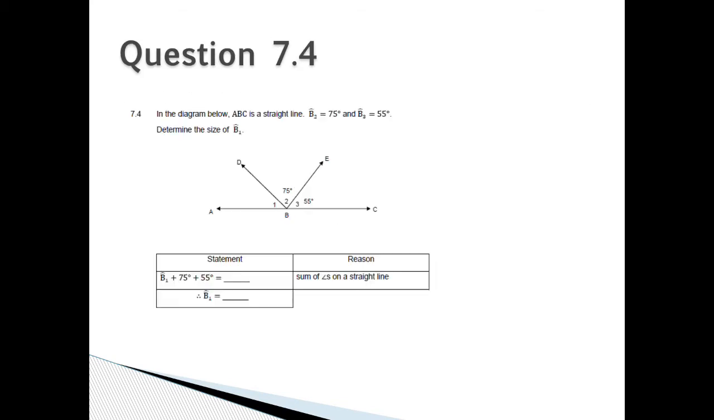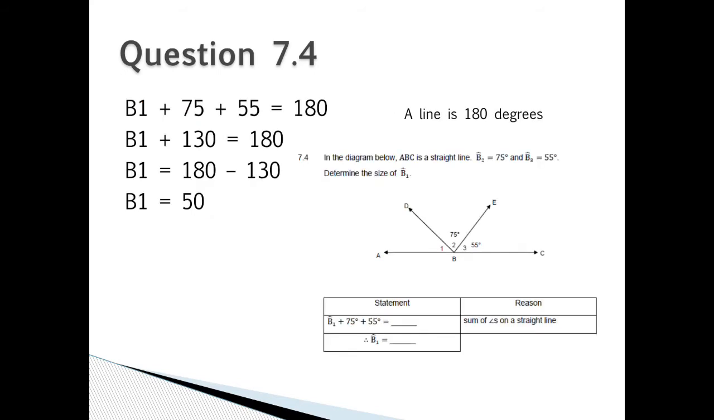The exterior angle of a triangle is the sum of the two opposite interior angles. ACD is equal to the sum of A and B, because they have a common angle, ACB. Question 7.4. In the diagram below, ABC is a straight line. B2 is equal to 75 degrees and B3 is equal to 55 degrees. Determine the size of B1.